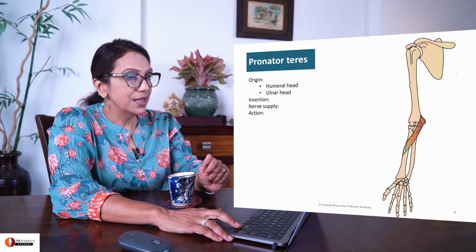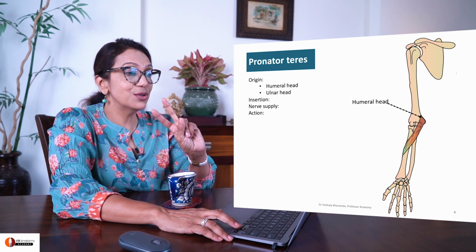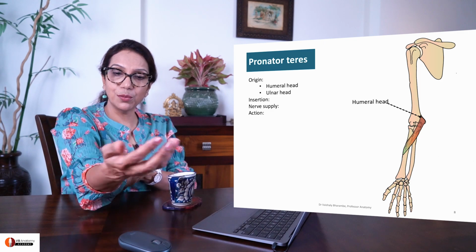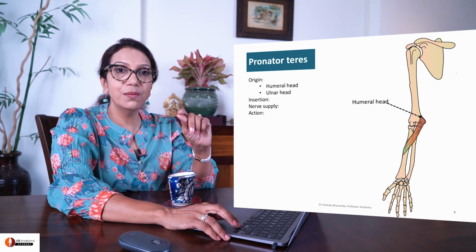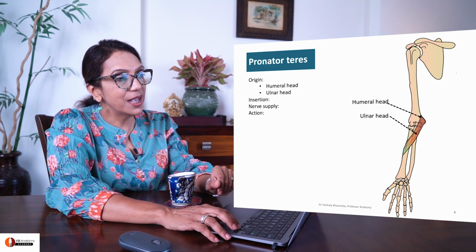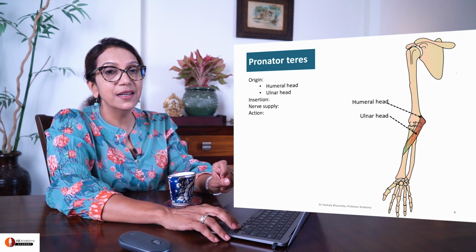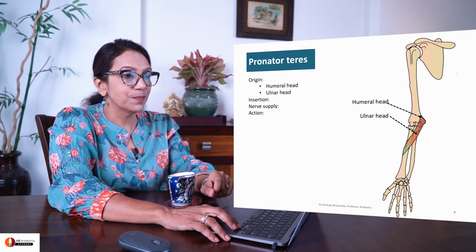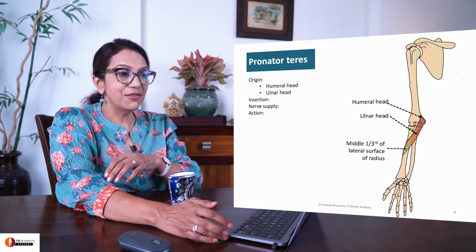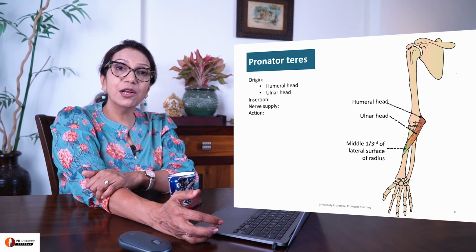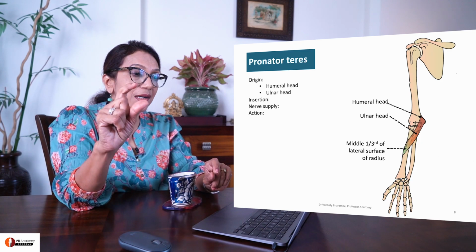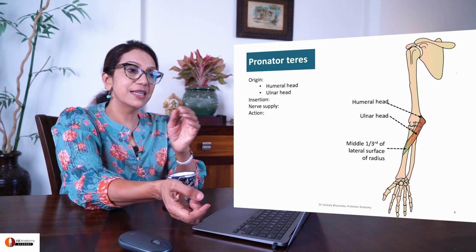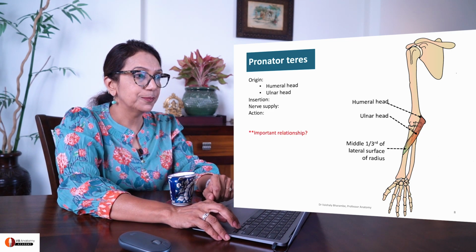Now pay attention. Here you can see the humeral head. It has two heads, a humeral head and an ulnar head. The humeral head will take origin from the humerus in the lower part along with the common flexor origin. And if you look carefully on a deeper side, you can see the ulnar head taking origin from the surface of ulna medial to the ulnar tuberosity. The two heads descend downwards and finally get attached onto the lateral convexity of the radius in the middle one-third portion. Okay, so on the radius, middle one-third on the lateral side is the insertion of pronator teres.